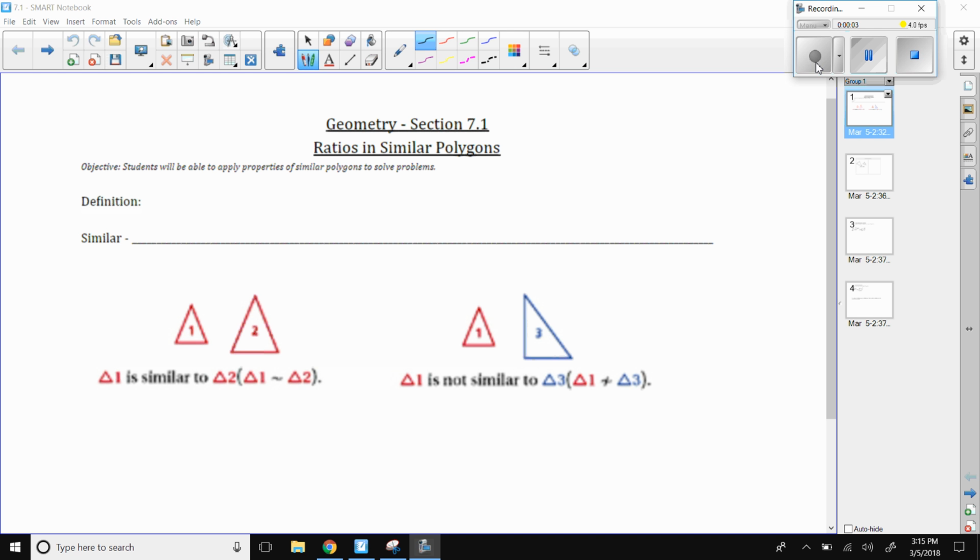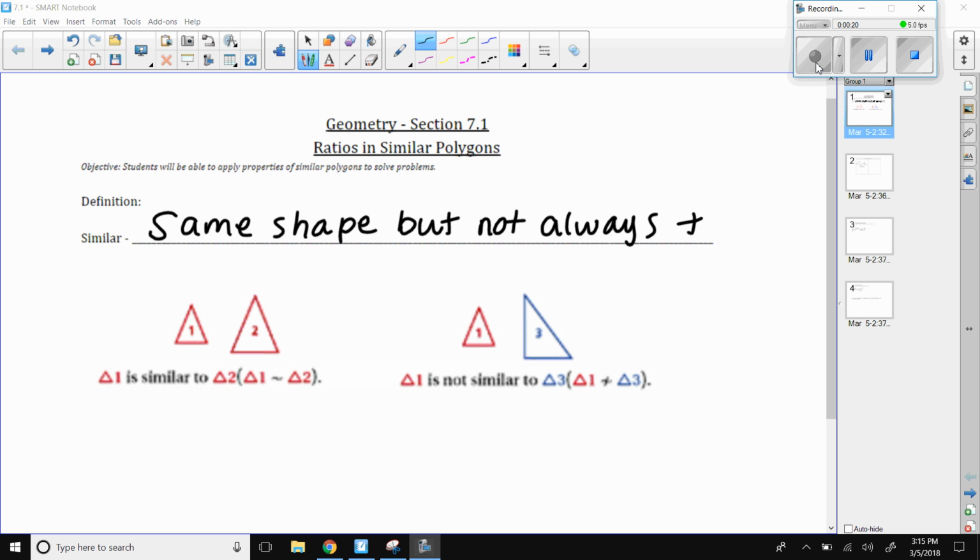What we have here is our ratios in similar polygons. So the definition that we say for similar is that they have the same shape, but not always the same size. Okay, so it's not congruent. It's similar. They look similar to one another, like your siblings. You and your siblings may look similar, or you and your parents may look similar, although one may be bigger or smaller than the other. Your size is going to be different.